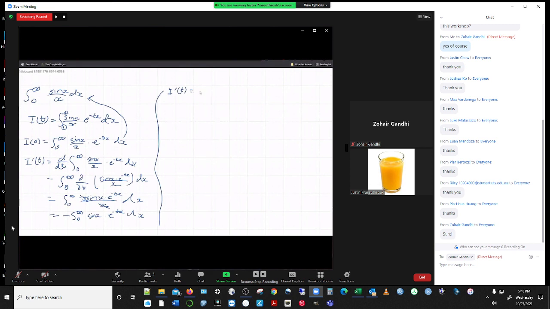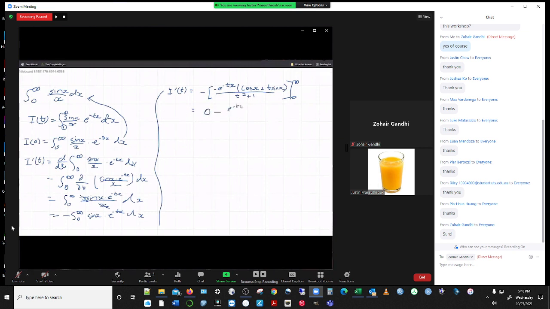From there, we want to use integration by parts to get negative e to the power of negative tx outside of cos x plus t sine x over t squared plus 1. When we let t approach infinity, the e term, due to it having a negative power, will actually be in the denominator, and as t approaches infinity, that will cause that term to approach 0.